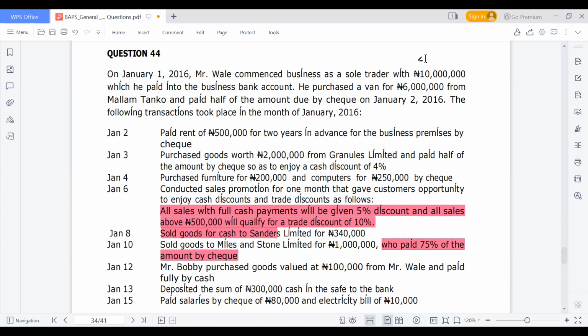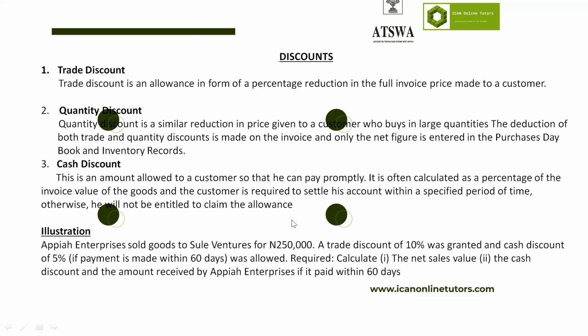All right. So let's go back a little bit. Now look at this example that we're talking about. You can see now that the instruction is clear. If payment is made within 60 days, that is what was allowed. So that means that if we made a payment within 60 days, we are going to give you a cash discount. So now you are required to calculate the net sales value, the cash discount, and the amount received by Appiah Enterprises if we made a payment within 60 days. All right. So now, hold on, please. This is what we are going to use.